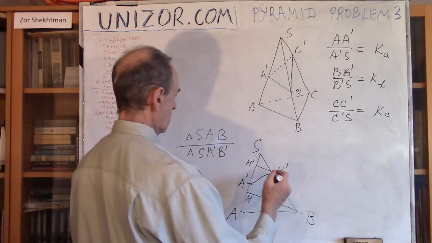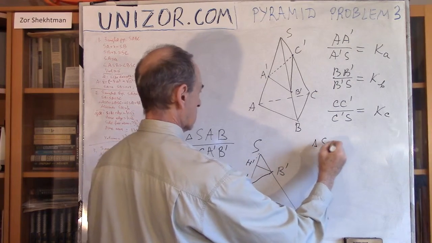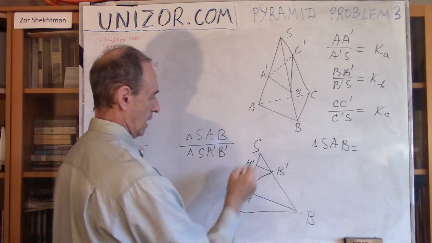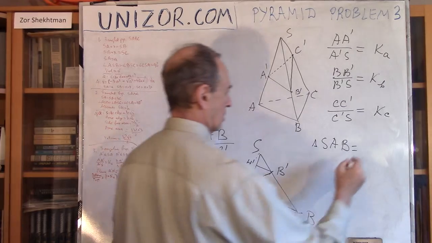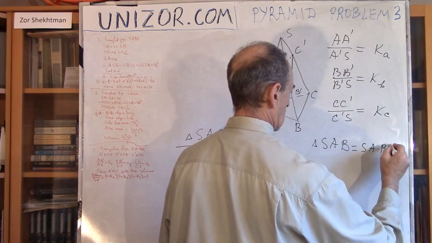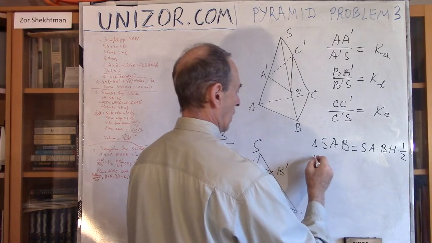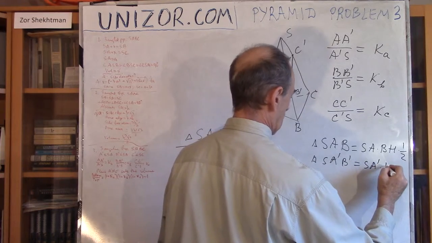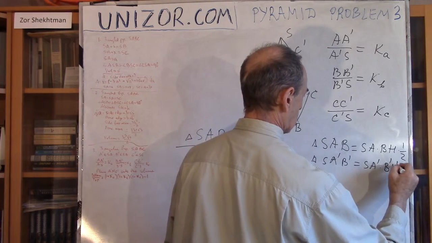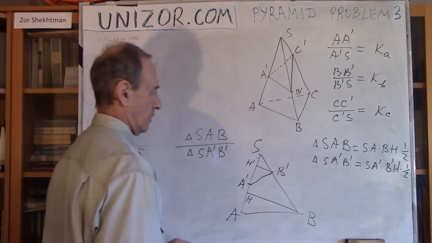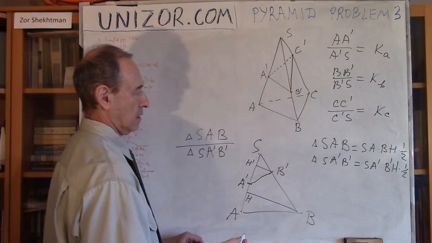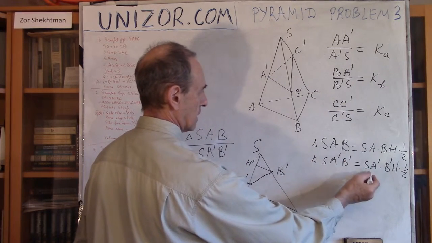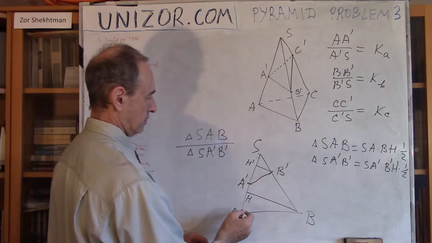So what I can say is that the area of SAB is SA times BH times 1/2. And the area of SA prime B prime is SA prime times B prime H prime times 1/2. So let me basically find out how these two are related. Well, SA and SA prime, I know how they are related.